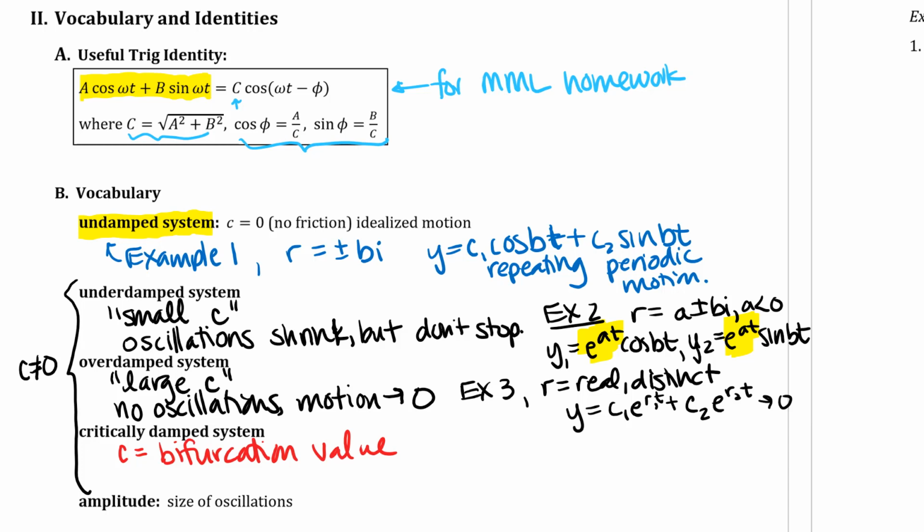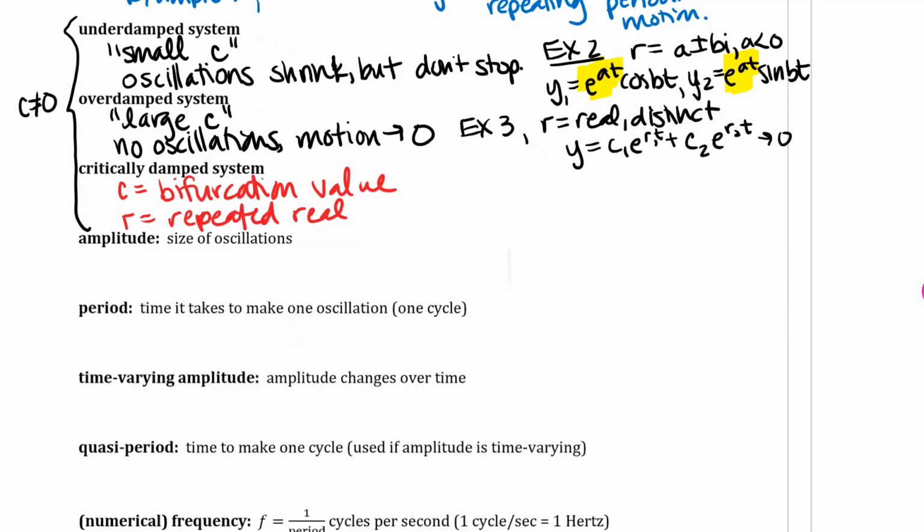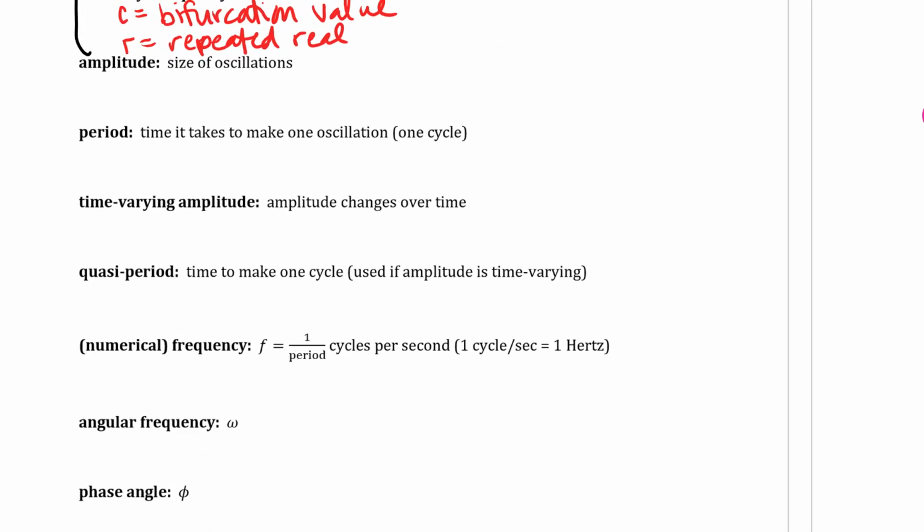When you solve that characteristic polynomial, you're going to get repeated real values. We don't have an example of that, but you have some in your homework where you get repeated real values for your characteristic polynomial. All right, these next vocabulary words are all really about trig functions, so I'm going to kind of quickly talk through those.